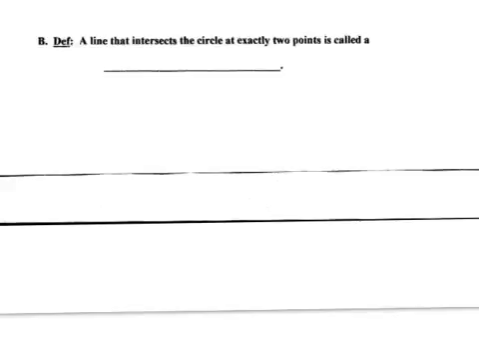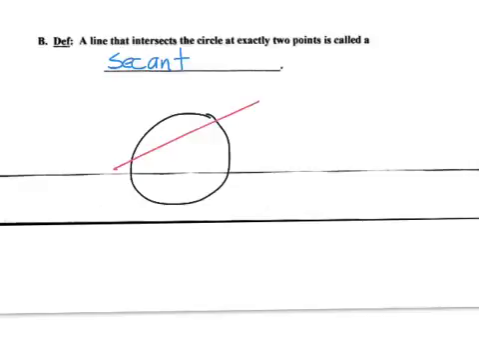Finally, one last definition, and then we'll talk more about this one tomorrow. A line that intersects the circle at exactly two points is called a secant. So that one cuts through the circle. If I have a circle, a secant would look like this. And remember, a tangent would look like that. So you need to understand the difference between the secant and the tangent.